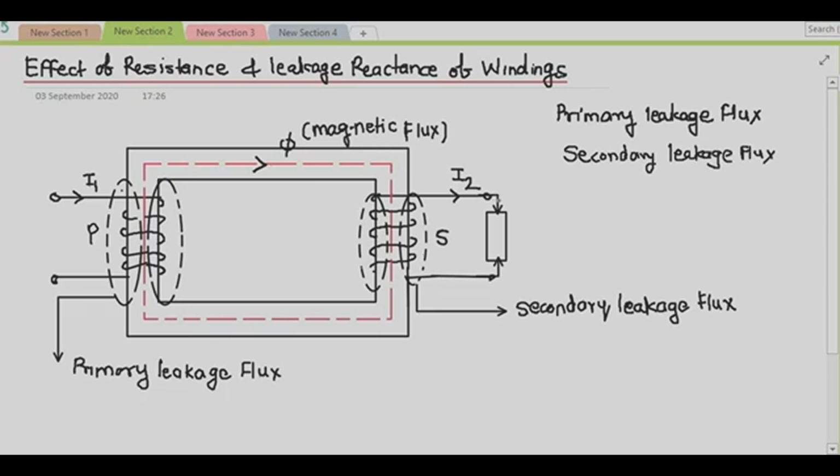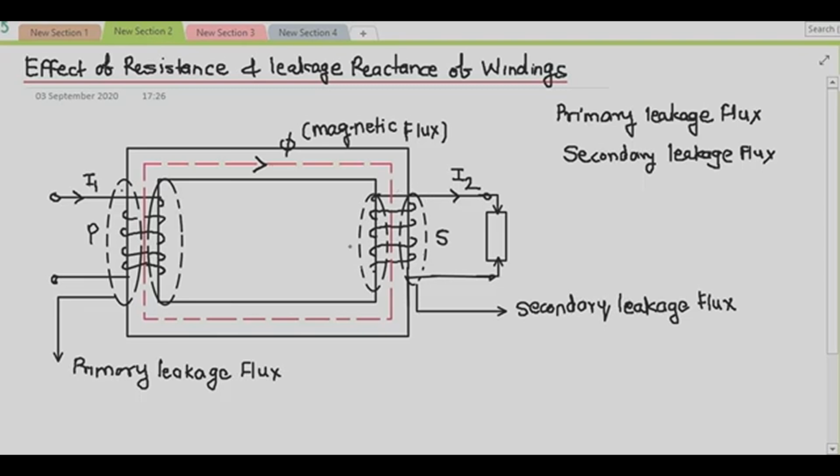So these primary and secondary leakage fluxes produced in their respective windings will produce the self-induced EMF, which is proportional to the current and the frequency. They are therefore equivalent to an inductance placed in series with each winding. Because this flux is linking with this winding only, it will produce the EMF of self-induction, which is proportional to current and frequency.